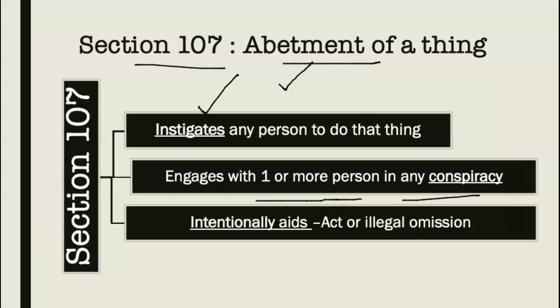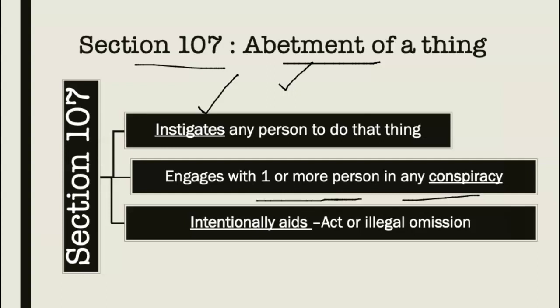This particular point basically means a person abets the doing of a thing when he or she engages with one or more other persons in any conspiracy for the doing of that thing. While you're reading the second component of the definition, please remember it broadly includes three basic ingredients. Firstly, the abettor has engaged with one or more persons in a conspiracy. Secondly, the conspiracy was for the doing of the thing abetted. And thirdly, an act or illegal omission has taken place in pursuance of that conspiracy. So these are the three basic components.